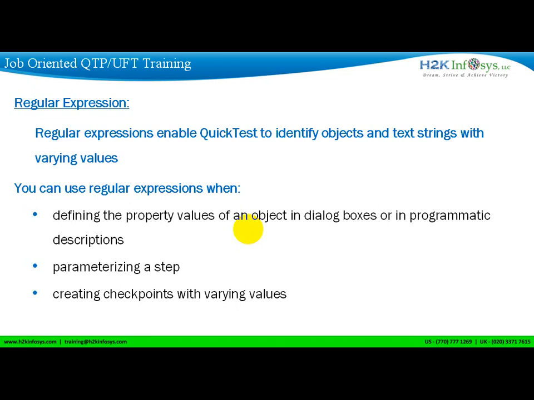Sometimes in web applications, you will get a message that says account so-and-so is created successfully. You want to verify that message, but the account number in it changes dynamically, whatever the account that is created. So whatever the scenario, wherever you see this kind of runtime object, or objects that change dynamically, you can handle them through regular expressions.